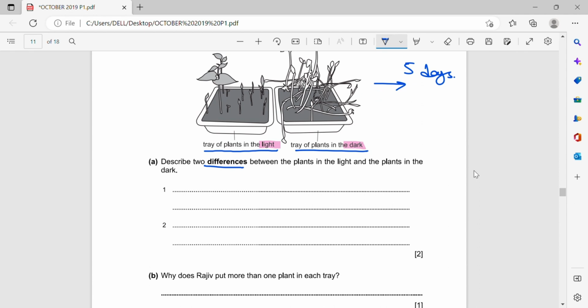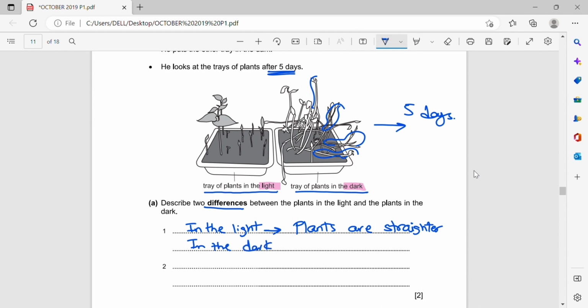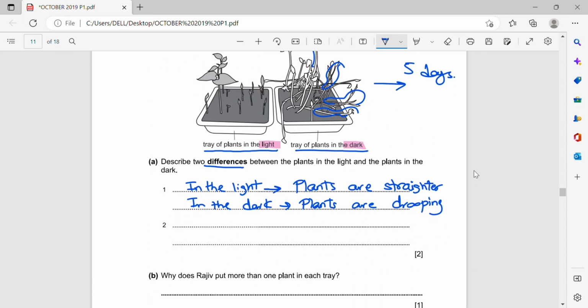تعالوا نبص كده ونشوف ال differences في اللايت وفي الدارك. عندي actually more than one difference. أول حاجة إيه لو لاحظنا في اللايت؟ إن هنلاقي ال plants in the light they are straight. لكن in the dark they are إيه؟ واقعين كده drooping. أوكي؟ يبقى أول difference نقدر نلاحظه إن in the light the plants are straighter. لكن in the dark plants are drooping. طيب the other difference عايزين هنا 2 differences.